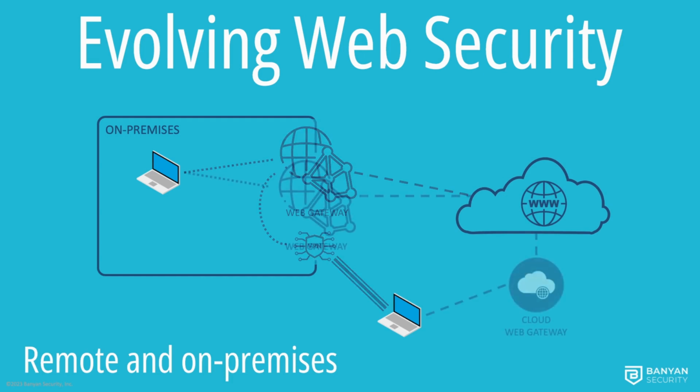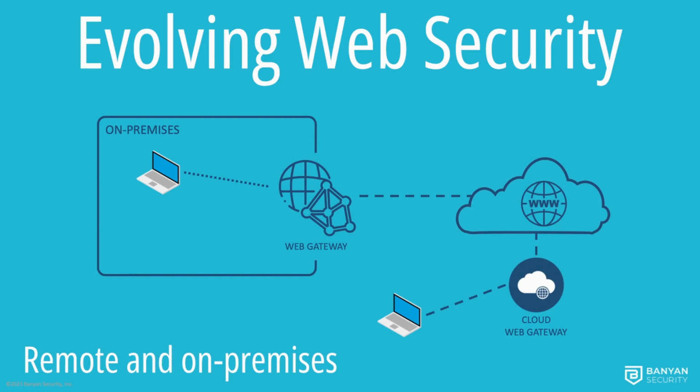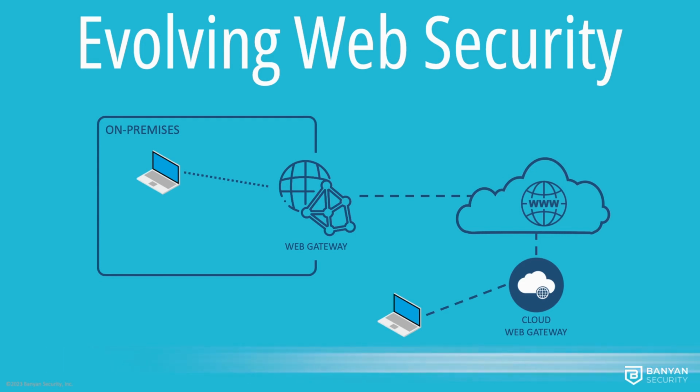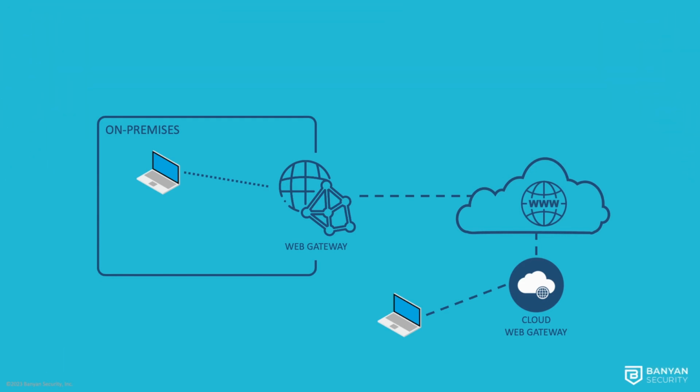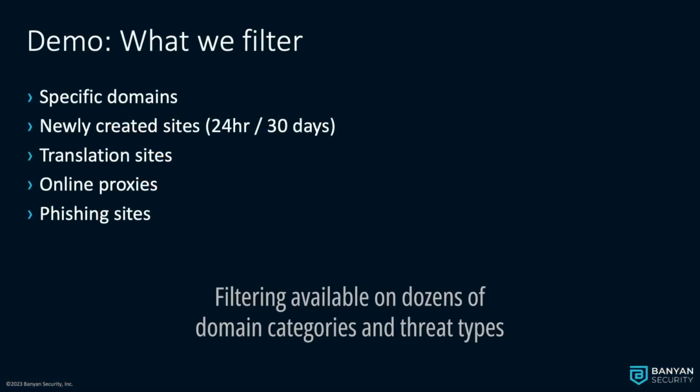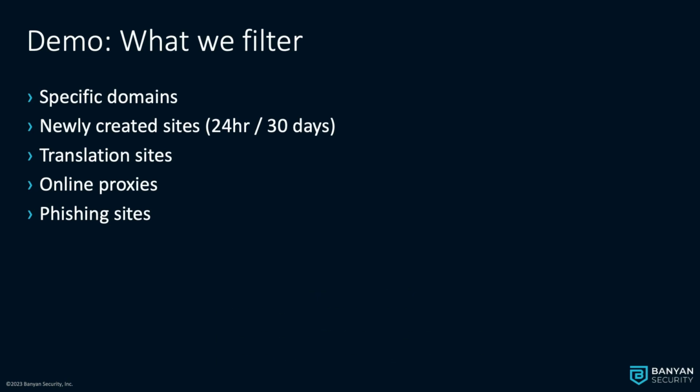So then what happened was the advent of cloud web gateways, and with these cloud web gateways, the traffic would be directed to them when users were off-prem, and sometimes even the web gateways would, again, tunnel the traffic or redirect the traffic to the cloud web gateways. And we believe that this approach just doesn't work anymore. Now we're going to look at Banyan Security's device-centric approach to secure web gateways.